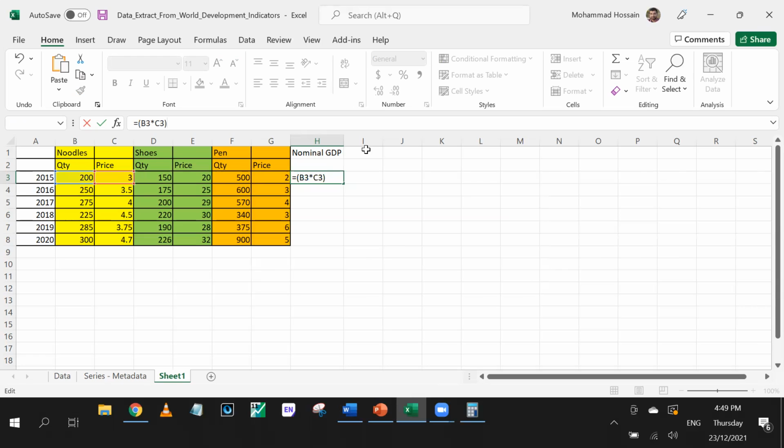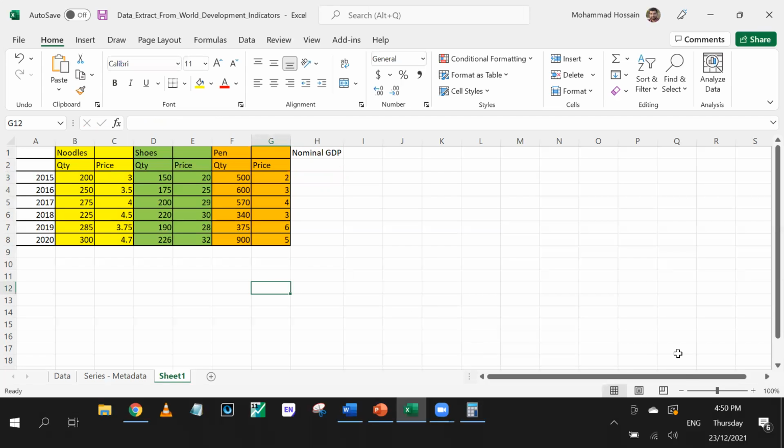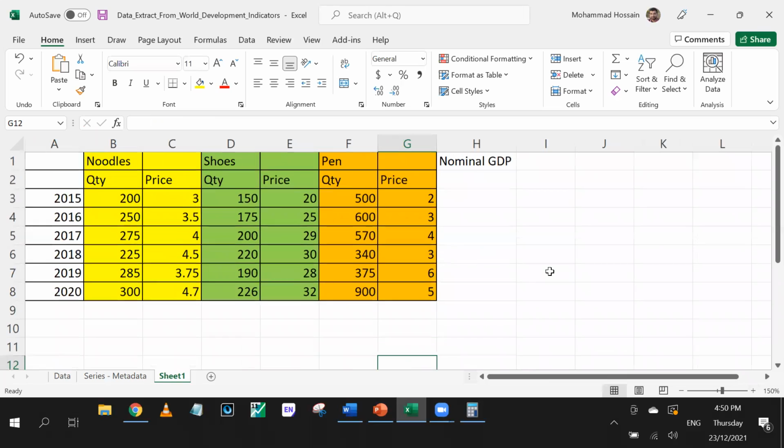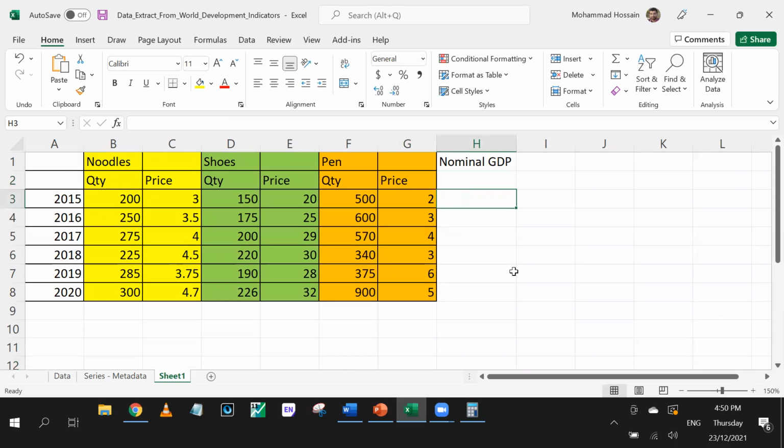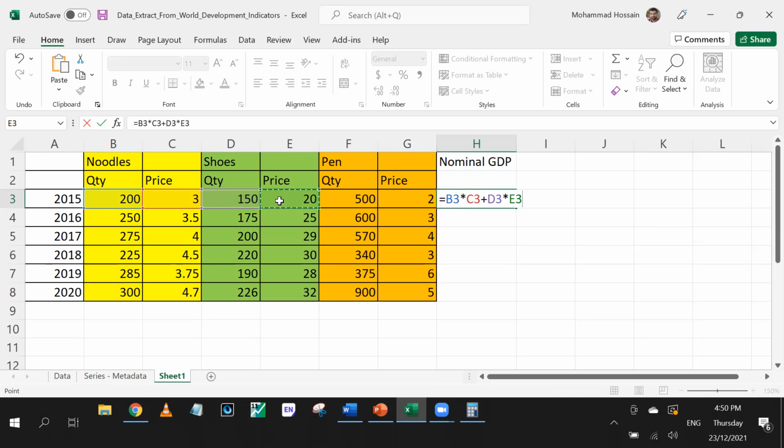All right, let me do it in here. Plus, if you guys can see that, let me make it a little bigger, so you guys can see very clearly how I am going to do these things. Okay, so nominal GDP is equal to this multiplied by this plus this multiplied by this. It means quantity and price I'm multiplying, okay? Plus quantity, okay, multiplied by price.